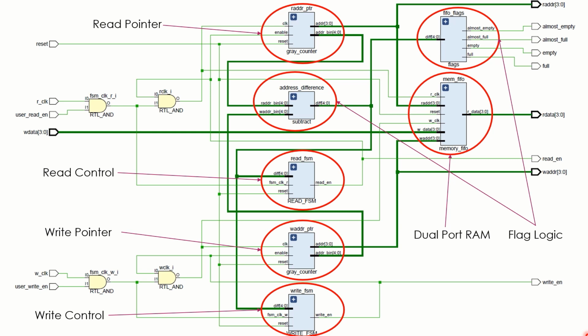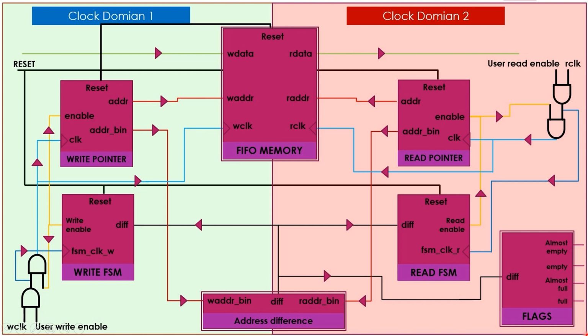This is a complete block diagram of my system. This diagram comprises all the blocks, nets, signals with their directions, and the gates, along with the two clock domains. Clock domain 1 is the writing domain and clock domain 2 is the reading domain. The blocks belonging to clock domain 1 are the write pointer and write FSM along with the two AND gates.